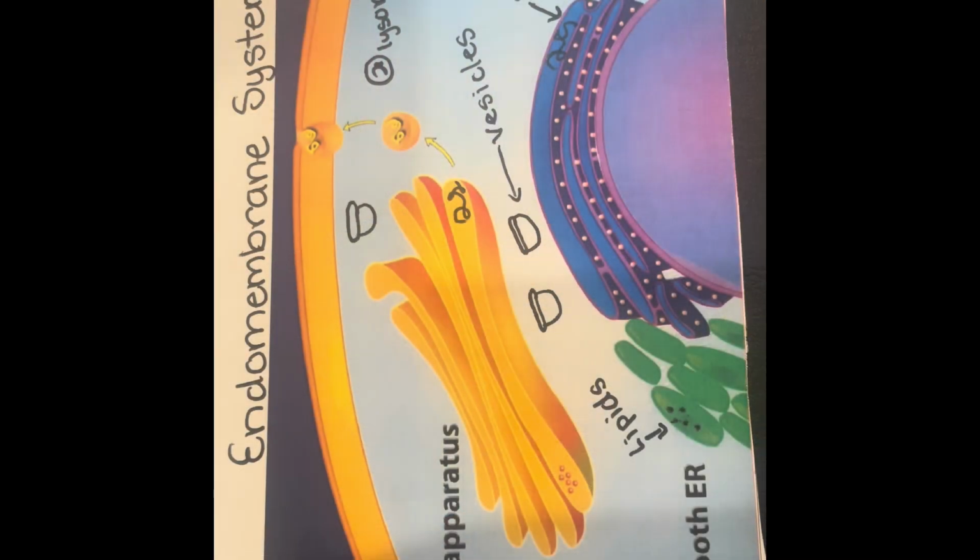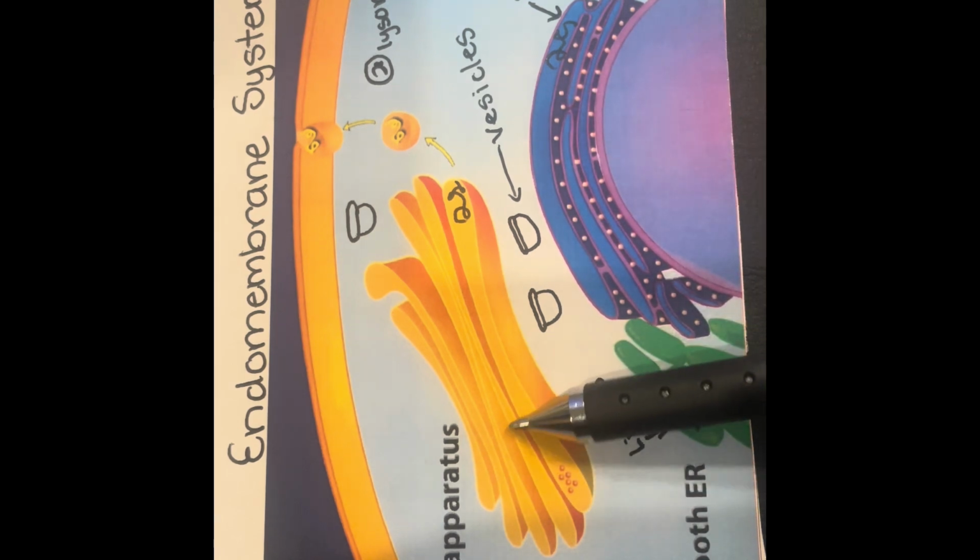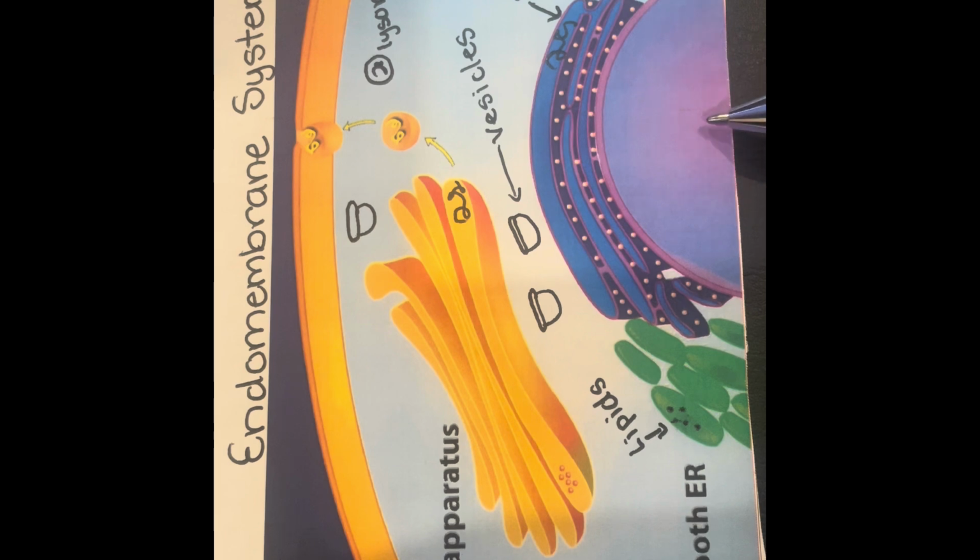Next, I'll be going into the endomembrane system and showing you guys how it works inside the cell. First, I'll be going into the different parts. This is the rough ER, the smooth ER, and this is the Golgi apparatus. And last, this is the nuclear envelope.